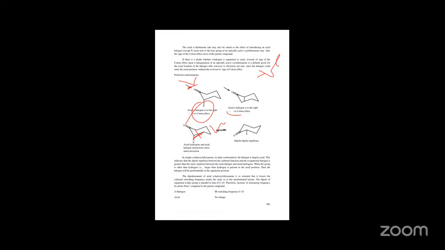The axial alpha-haloketone rule is also stated as: the effect of introducing an axial halogen next to the ketone group of an optically active cyclohexanone may alter the sign of the Cotton effect curve of the parent compound. If there is doubt whether the alpha halogen is equatorial or axial, reversal of the sign of the Cotton effect upon alpha halogenation of the optically active cyclohexanone is a definite proof for the axial location of the halogen.